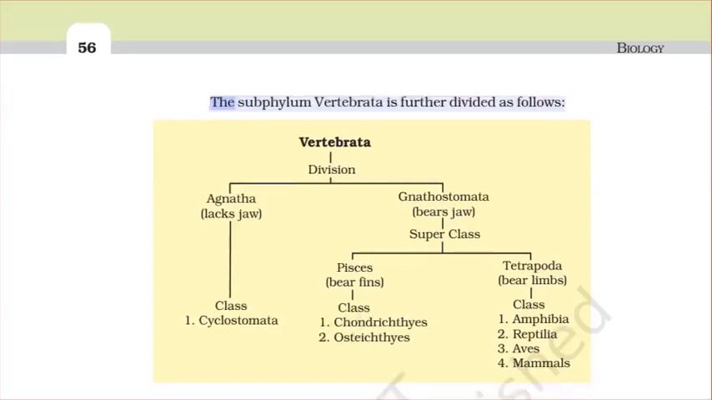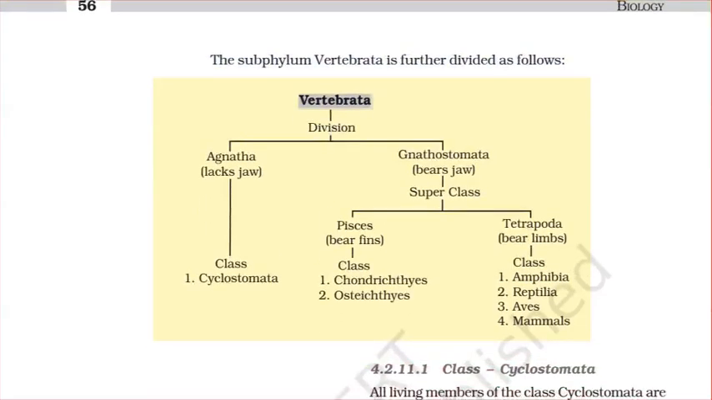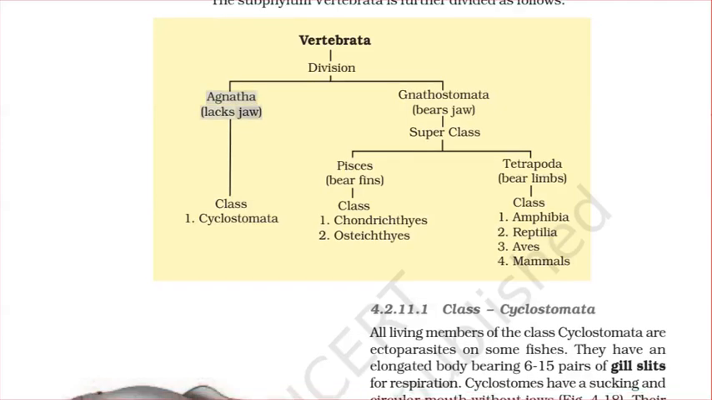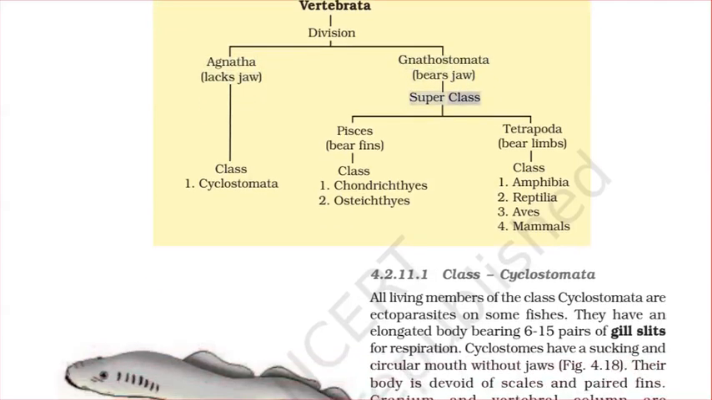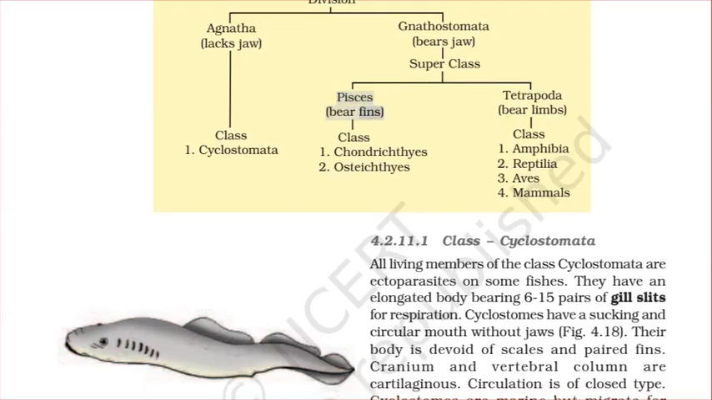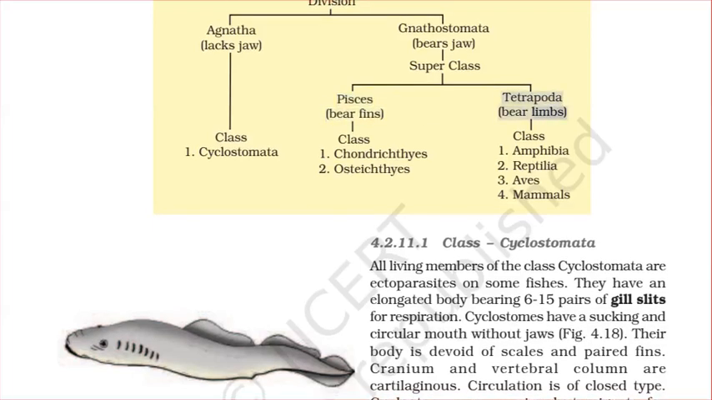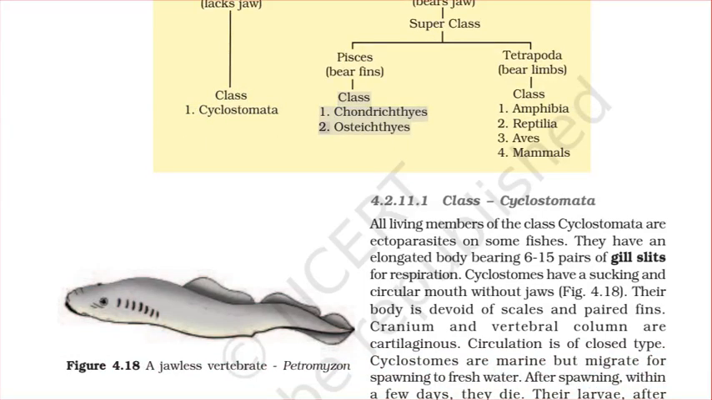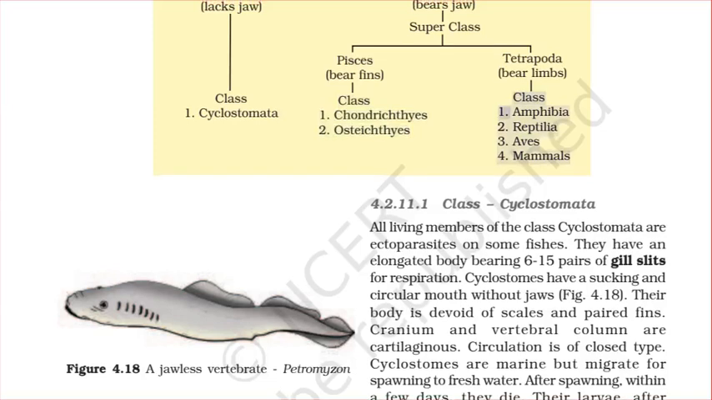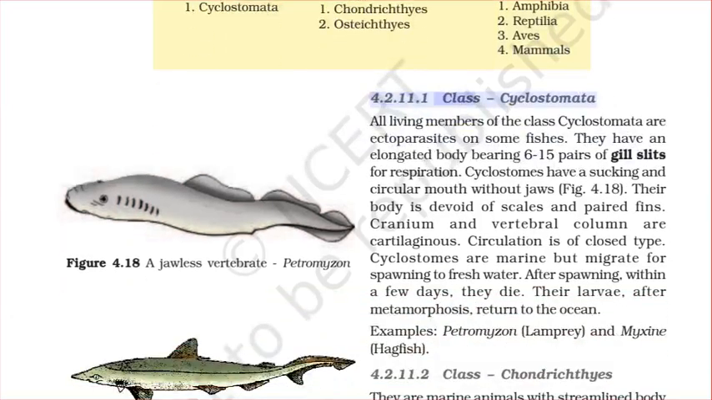The subphylum Vertebrata is further divided as follows: Vertebrata. Division: Agnatha, lacks jaw; Gnathostomata, bears jaw. Superclass: Pisces, bear fins; Tetrapoda, bear limbs. Class 1. Cyclostomata. Class 1. Chondrichthyes, 2. Osteichthyes. Class 1. Amphibia, 2. Reptilia, 3. Aves, 4. Mammalia. 4.2.11.1 Class Cyclostomata.